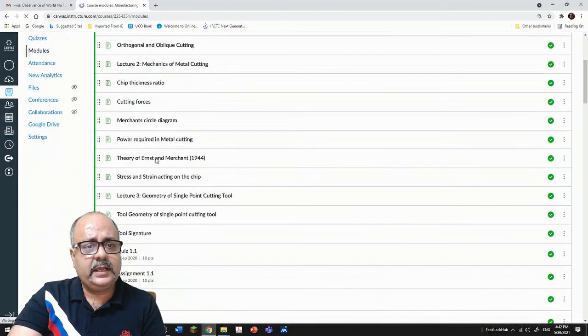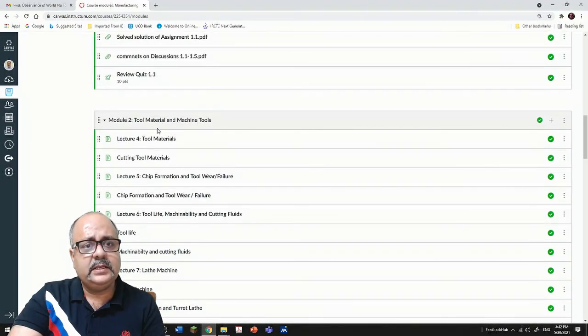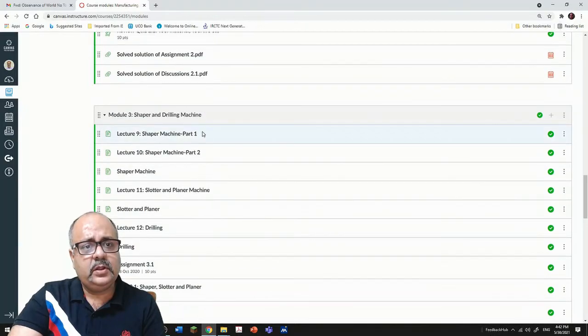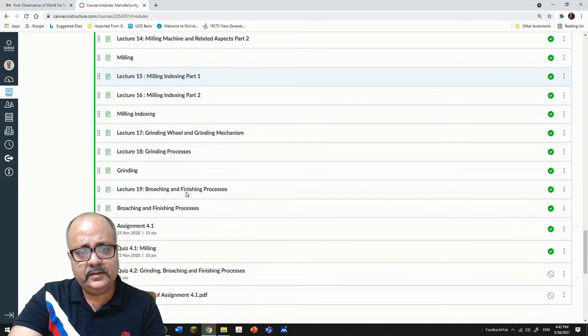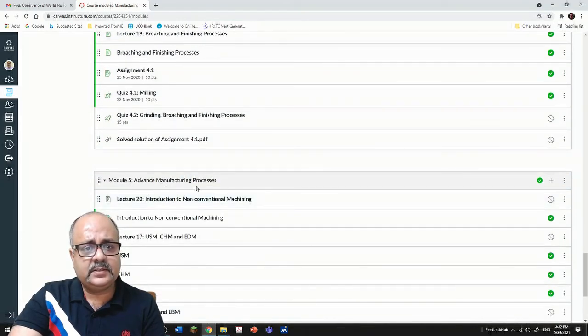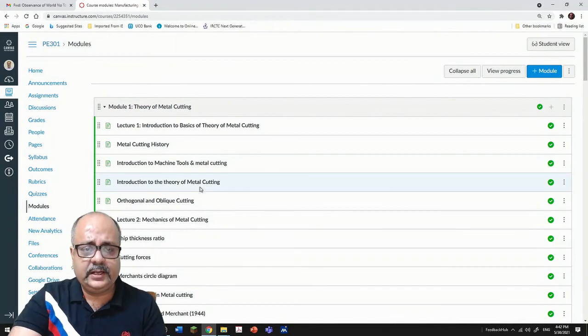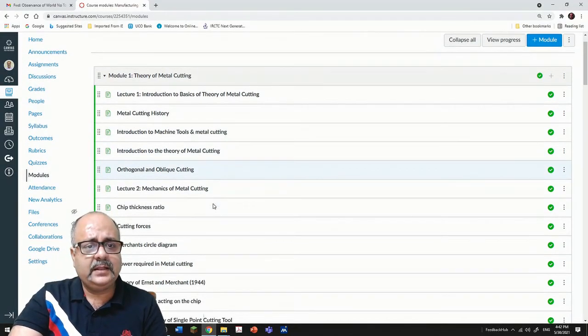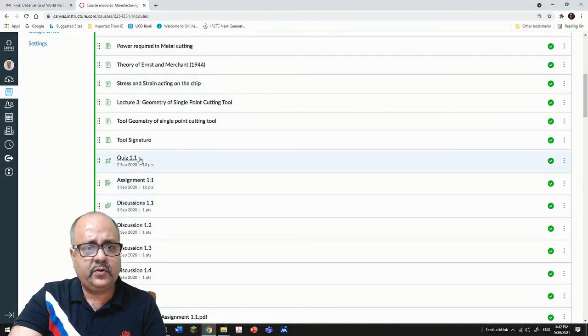So here are the 5 modules. First module is theory of metal cutting. Second module is tool, material and machine tool. Third module is shaper machine and drilling machine. Fourth module, milling and grinding machine. Fifth module, advanced manufacturing processes. So these are the 5 modules in my particular course here, and these are the contents. The student has to go through these contents and has to appear for these quizzes.